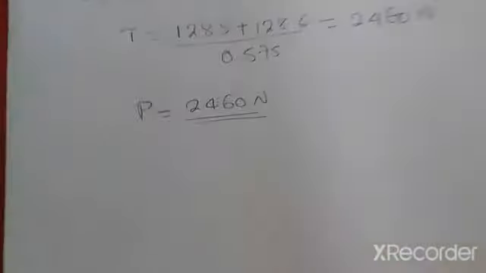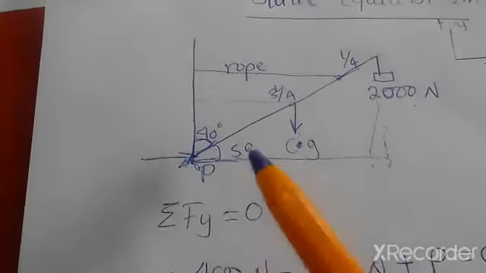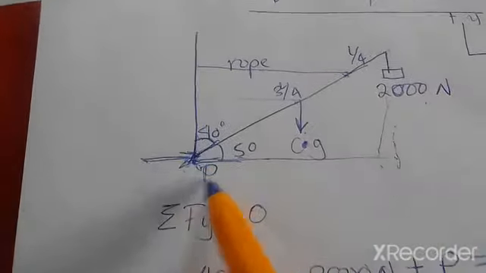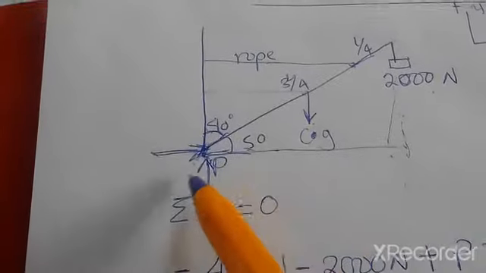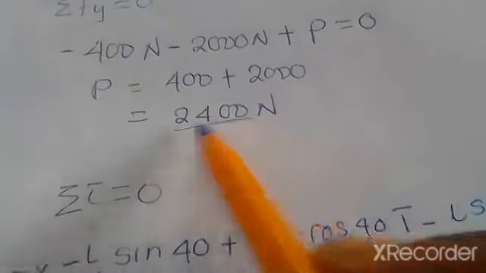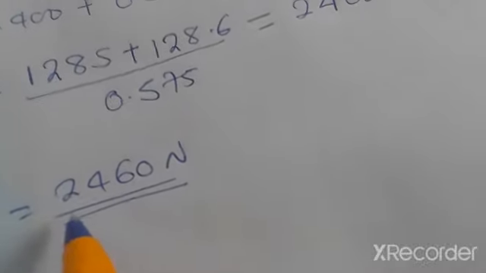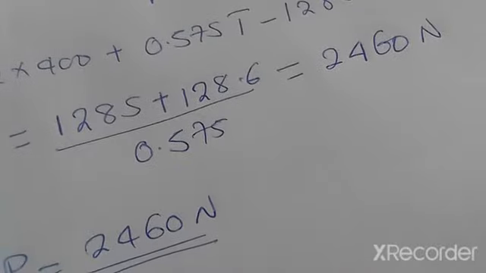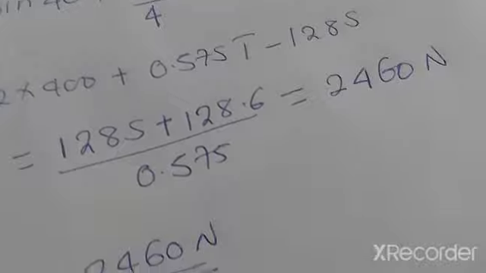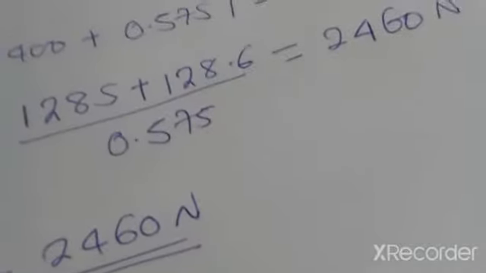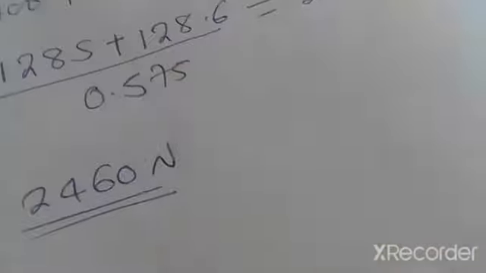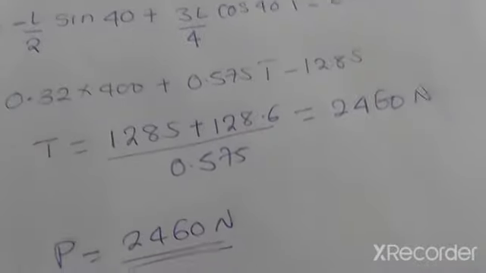Now the question has also asked us to find the force that is exerted on the boom by the point at P. So at point P, we are having two forces, the force in the x-axis and the force in the y-axis. The force in the y-axis is the one that we had calculated earlier, which was 2,400. And the force in the x-axis is the one we just calculated, which is 2,460.